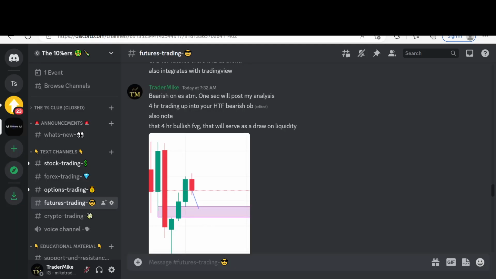So you can see I said this morning, bearish on ES at the moment. One sec, I will post my analysis. 4-hour trading up into your higher time frame bearish order block. That's what HTF stands for, higher time frame bearish order block. There's your bearish order block. Look at my cursor. See that? That's your bearish order block. That is your higher time frame level.